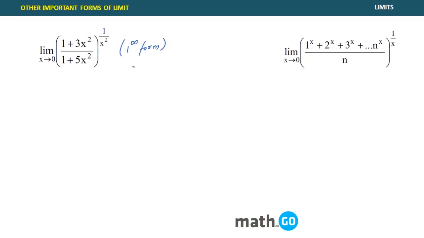For the 1 raised to power infinity form, you need something of the sort (1 plus x) raised to power 1 by x, or you need something of the sort (1 plus f(x)) raised to power 1 by f(x), right? This is the form that you require for this particular formula to be applicable over here. Now let us start working on this particular concept. So how do we form 1 plus f(x)? Here you can see that your base component is (1 plus 3x square) upon (1 plus 5x square).